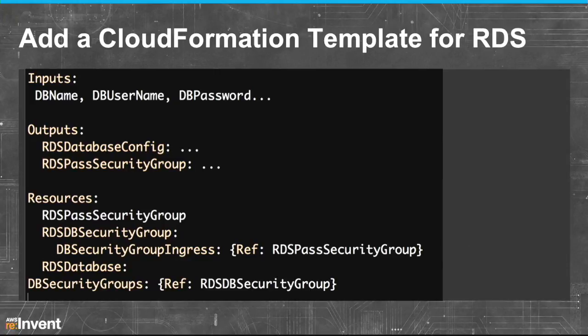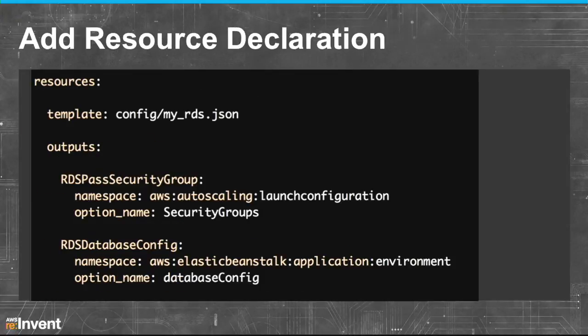And we define two output values. RDS database configuration is just some connection information that is collected from the database instance. And the RDS path security group, which was mentioned, is the EC2 security group that has access to the database.